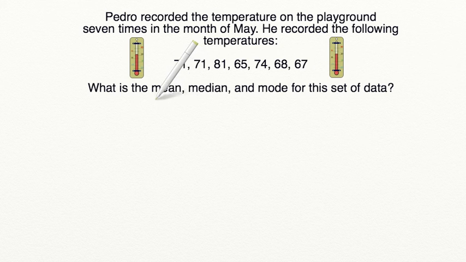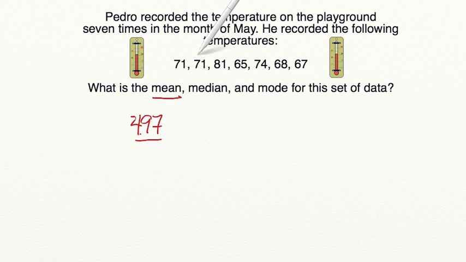Well, let's go ahead and start with the mean. Remember, the mean is the average, so we need to add these numbers together and then divide them by the amount of numbers we have in our group. So when we add these numbers together, we get 497. And we need to divide 497 by the amount of numbers we have in our group.